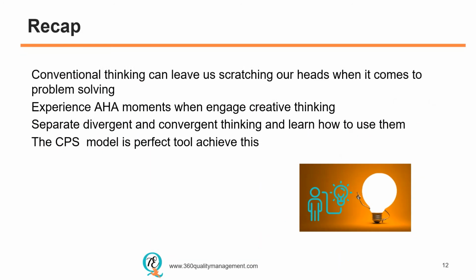Just to recap, what we have learned is that sometimes conventional thinking can really leave us wondering what is happening and not have a solution that really addresses the problem. And we will need that creative thinking to experience the aha moment, okay? And separate divergent thinking, which is the more creative part of free-flowing ideas, from convergent thinking, which stops ideas from coming up, because we tend to judge and organize the ideas. Learn how to use both the divergent and convergent parts that are in our brain. So the creative problem solving model is really a perfect tool to achieve this kind of separation of divergent and convergent thinking.